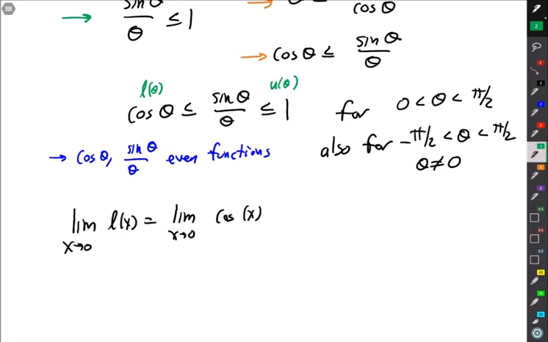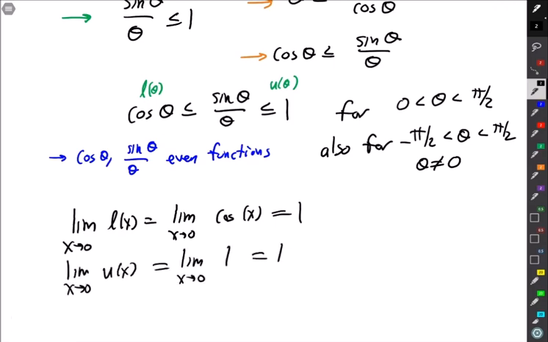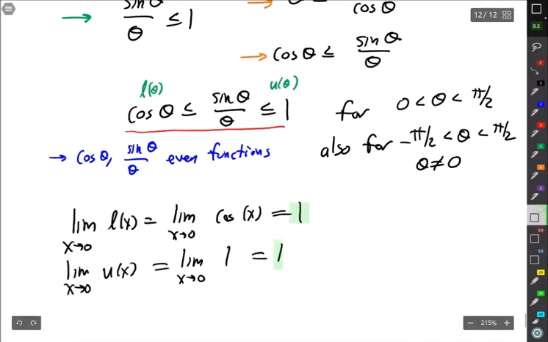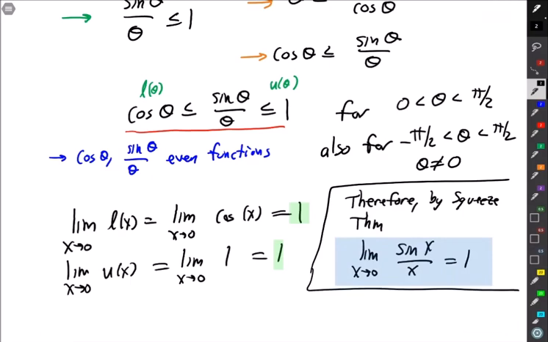But as I take cosine of x as x goes to 0, this is just 1. And since the other side's a constant function, the limit is clearly just 1 as well. Therefore, the inequalities hold and the two limits match. Therefore, the squeeze theorem applies, and we get our answer that this equals 1. And we get our answer that way.